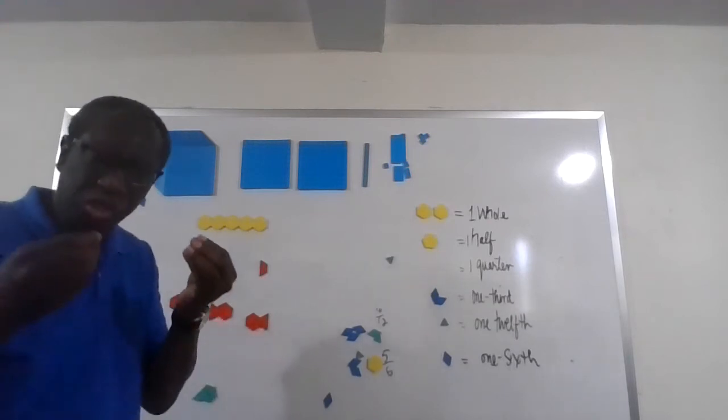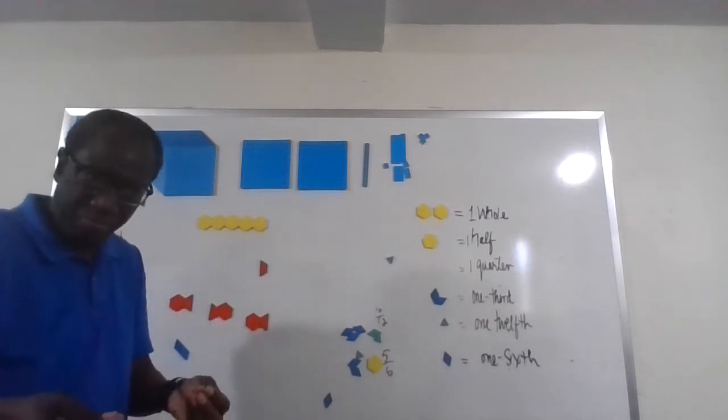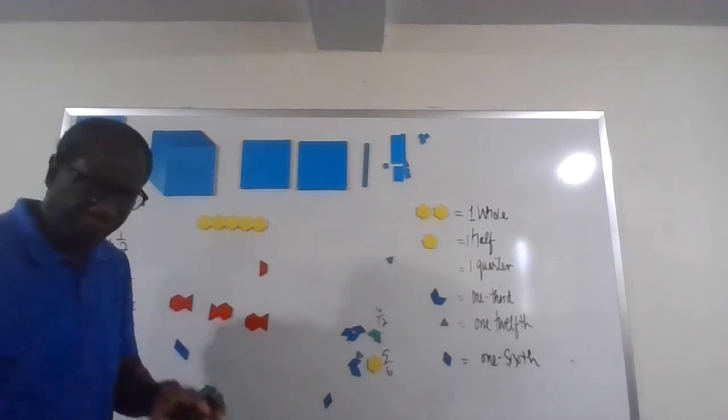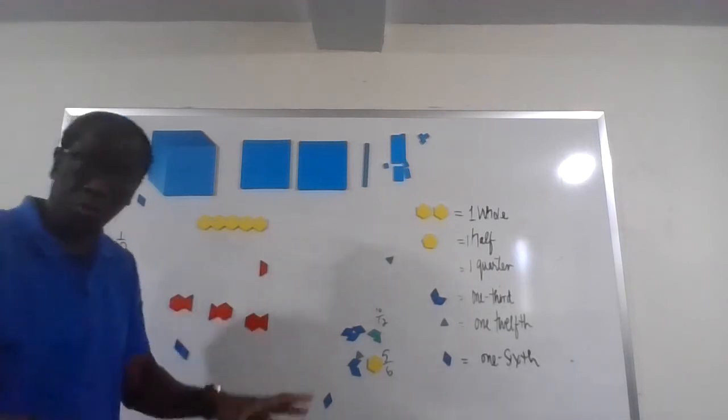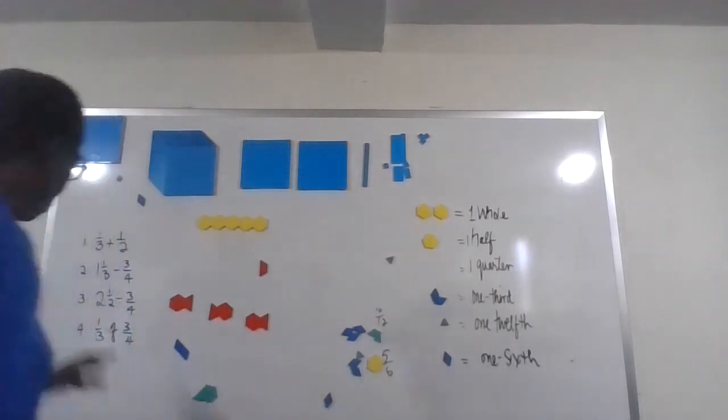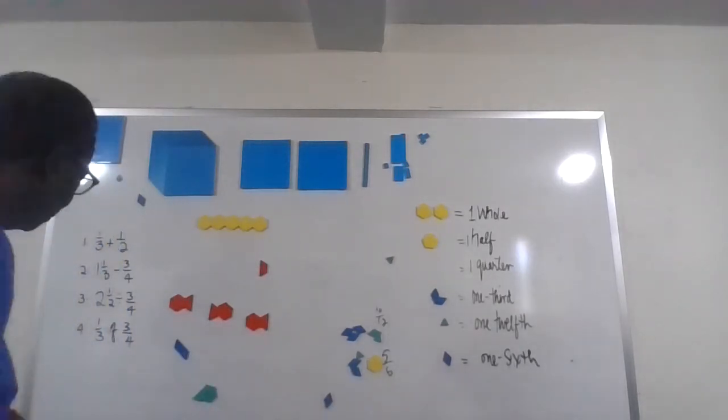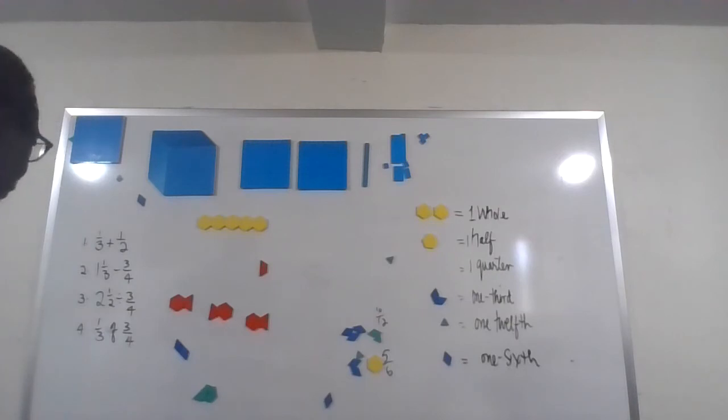Notice we're doing it conceptually. We're not using the procedure of invert and multiply. That is still correct and it still works. Okay, we'll go to the third problem. 2.5 divided by 3/4. So I think that's what we did. Let's go to the fourth problem.